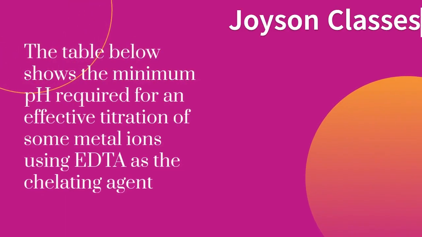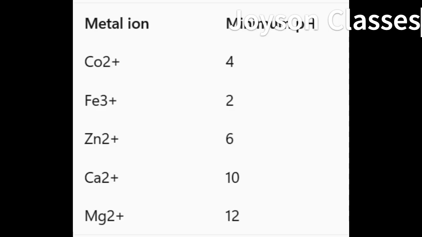The table below shows the minimum pH required for an effective titration of some metal ions using EDTA as the chelating agent.